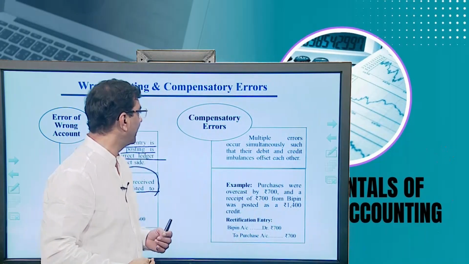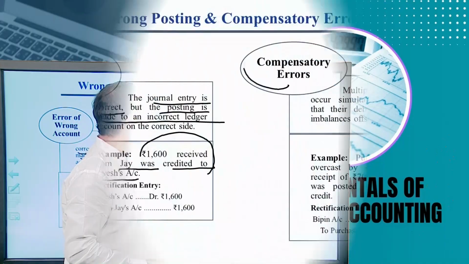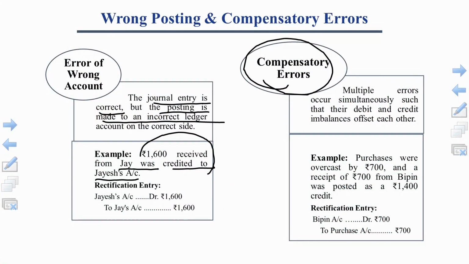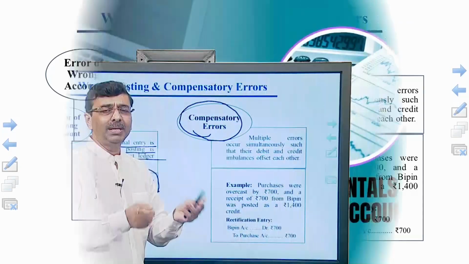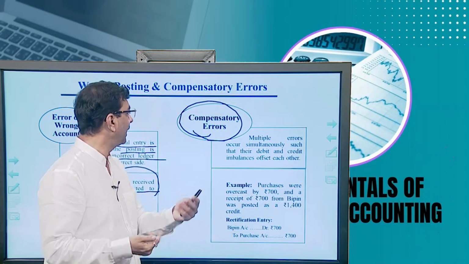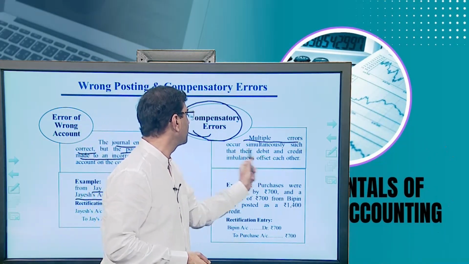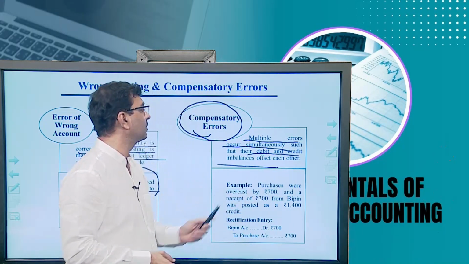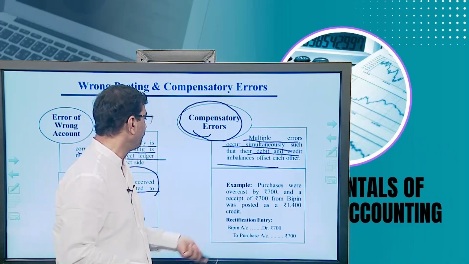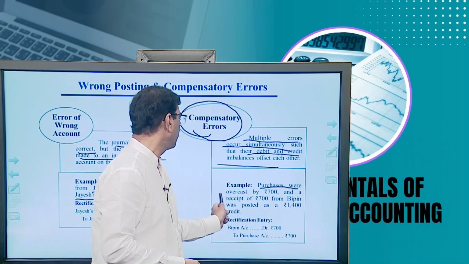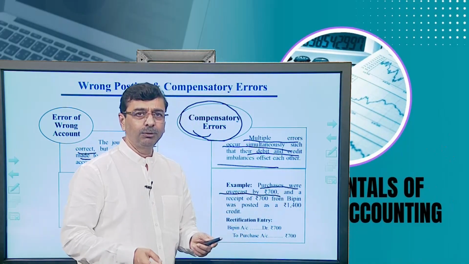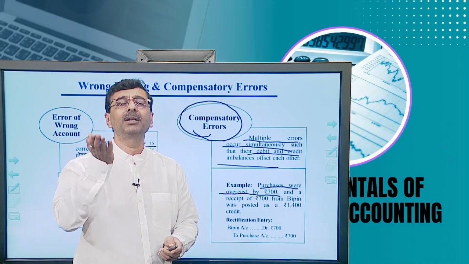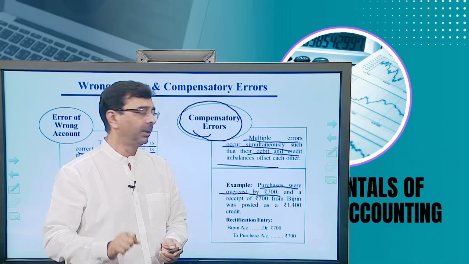Now moving to the next type, compensatory errors. As I mentioned, in case of multiple transactions where mistakes take place, they have to compensate each other. Like which way? Multiple errors occur simultaneously, and then the debit and credit imbalance offset each other. How? Purchase was overcast by 700, so the purchase account shows 700 rupees more than the actual amount.